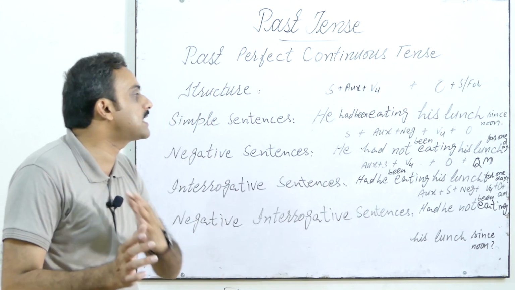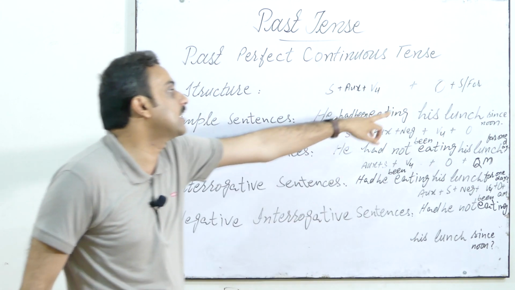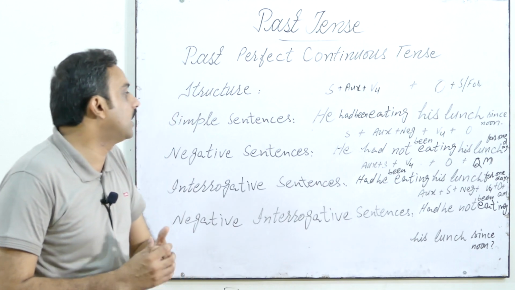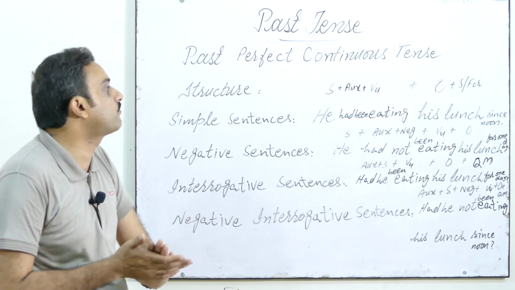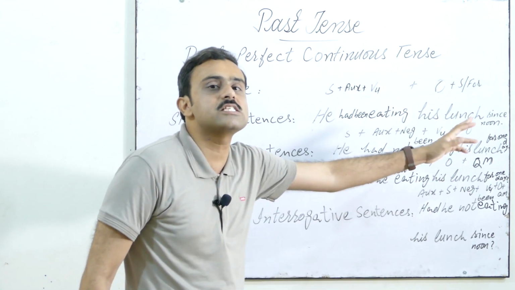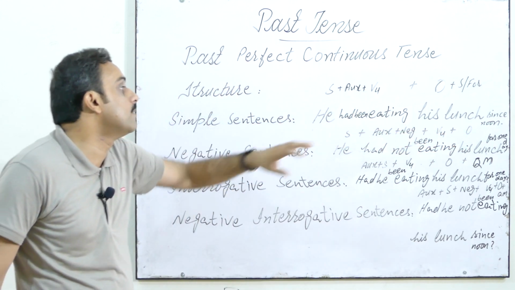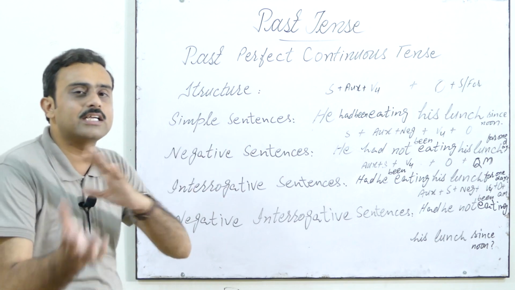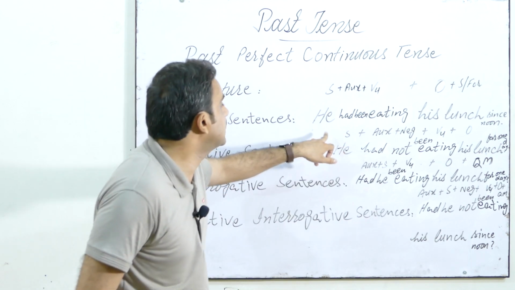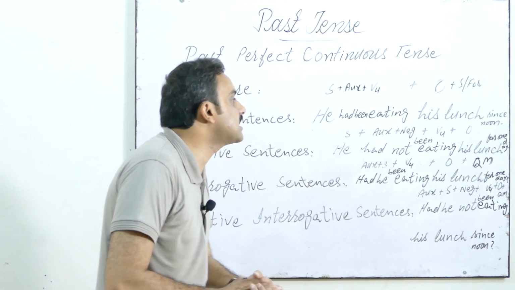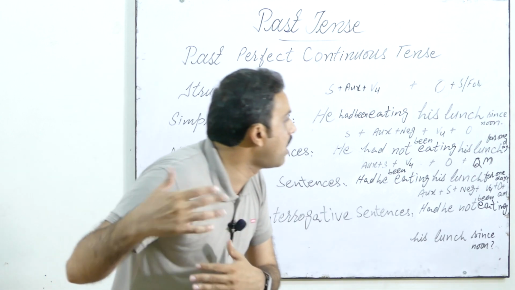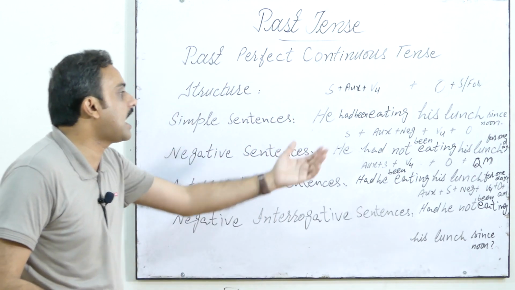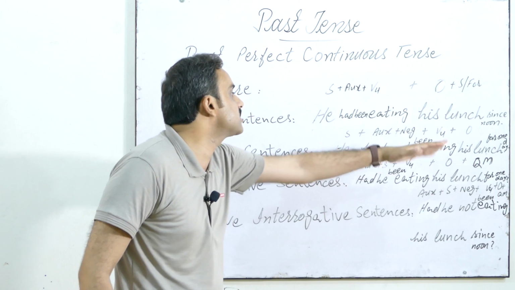V4 means present participle, and then object, and then in perfect continuous tenses we use since or for after the object. So here again I'm having the same sentence with a little bit of change: he had been eating his lunch since morning, since noon. He had been eating his lunch since noon.